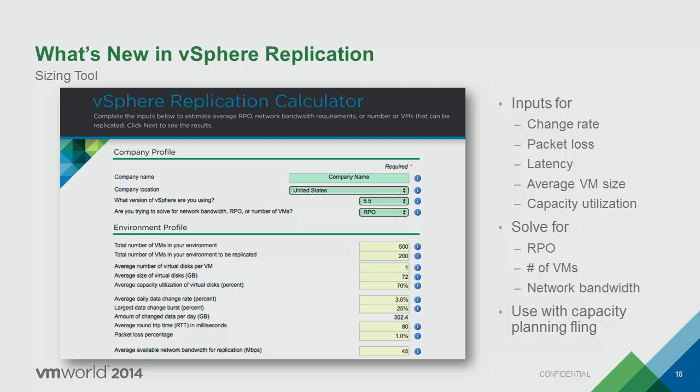And same for a number of VMs. Maybe you know your RPO. You have like a dozen VMs that you know, I must replicate these with a 15-minute RPO. And it'll tell you like what network bandwidth you'll need. Maybe you need to upgrade your network infrastructure. And on the flip side, you could say, well, I have my RPO, I know my bandwidth, that's not going to change, it's not in the budget, so at least tell me how many VMs I can replicate and meet this recovery point objective, my SLAs basically, and it'll spit out that number.